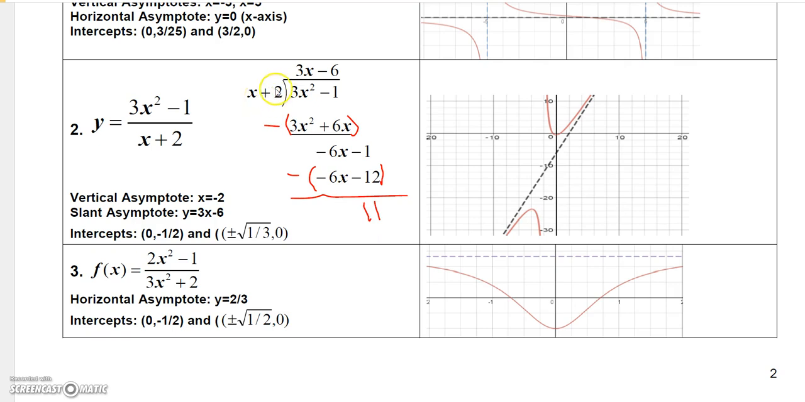But again, the remainder is irrelevant. What you want is simply the quotient. So this line, y equals 3x minus 6, is actually your slant asymptote. So if you look over here, here's the graph of this. And then this right here is that line, y equals 3x minus 6.